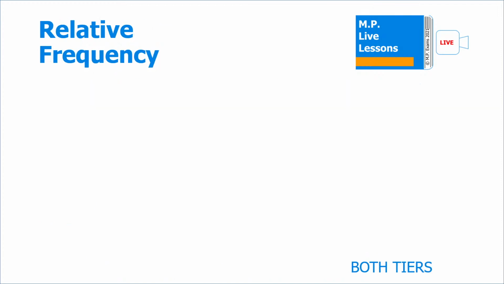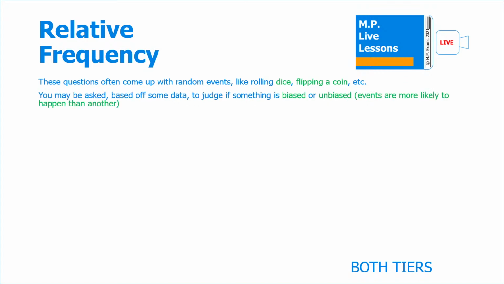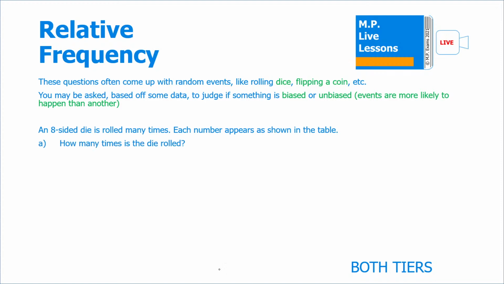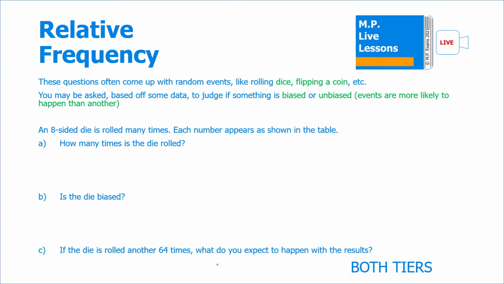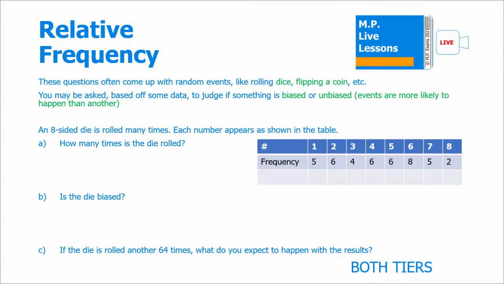Now, both tiers will need to know how to use relative frequency. These often come up with random events like rolling dice, flipping a coin, and so on. You may be asked, based on some data, to judge if something is biased or not, for example, if events are more likely to happen than they should. For example, we have an 8-sided die, which is rolled many times. How many times is the die rolled? Is the die biased? And if the die is rolled another 60 times, what would you expect to happen with the results?